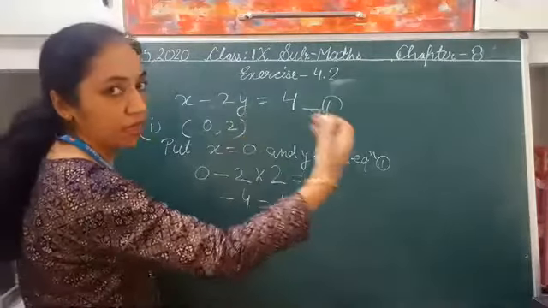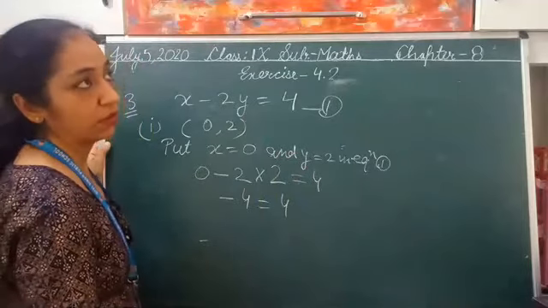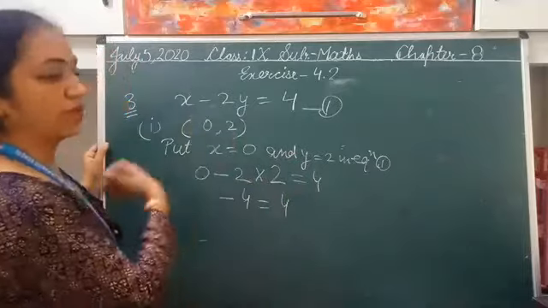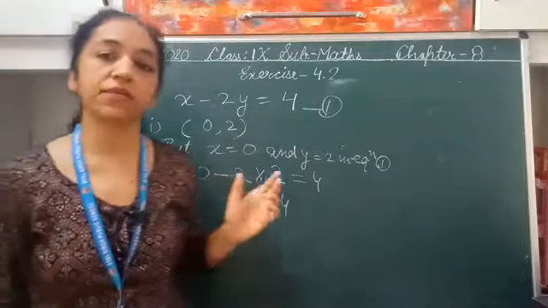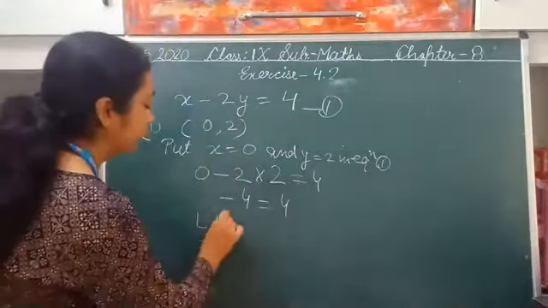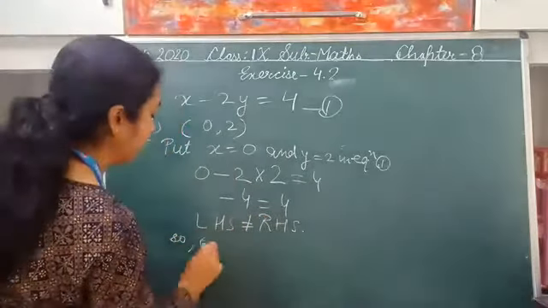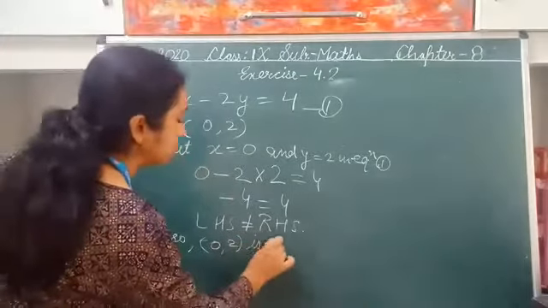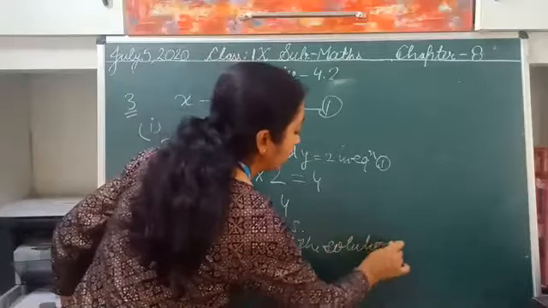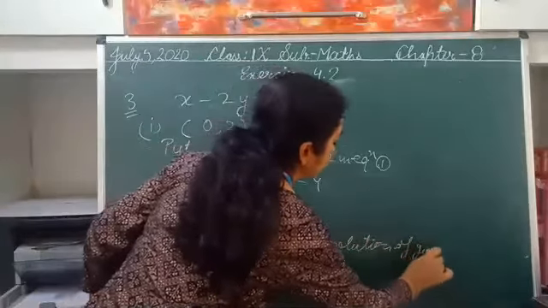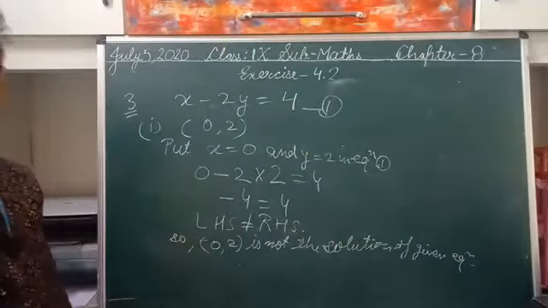Means one is on the right side of the origin on the number line, and the other is on the left side of the origin, right? So these two values are not equal. Because left hand side is not equal to right hand side, you will write left hand side not equal to right hand side. So 0, 2 is not the solution of the given equation, right? Similarly, you have to do other parts also.